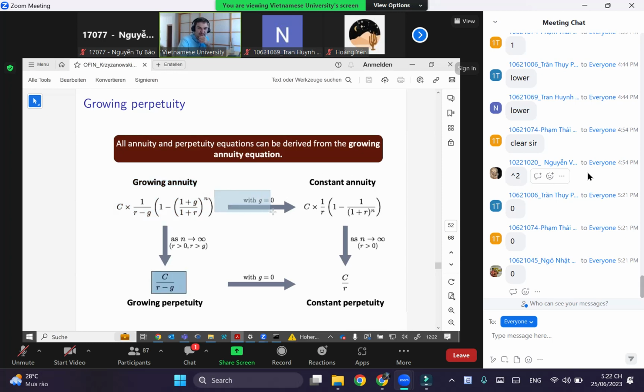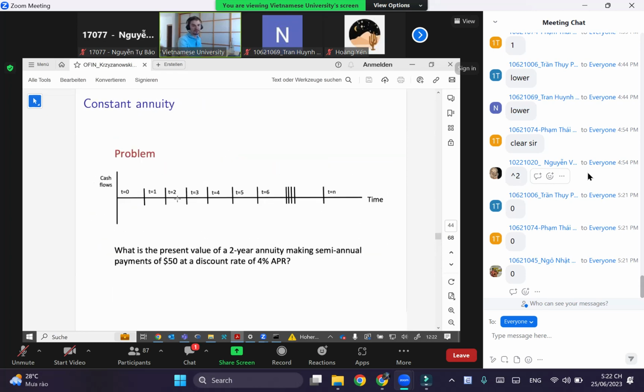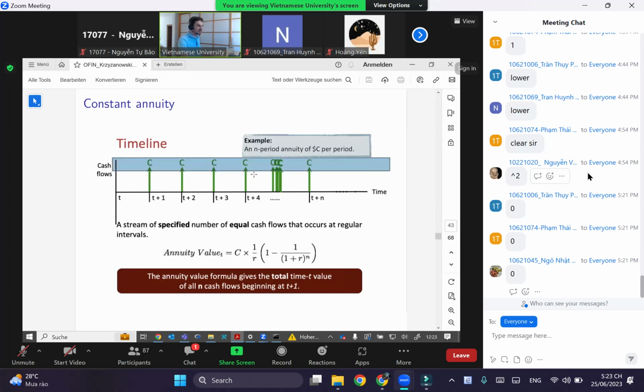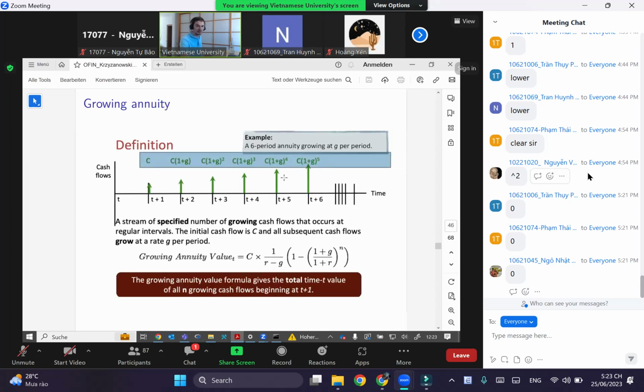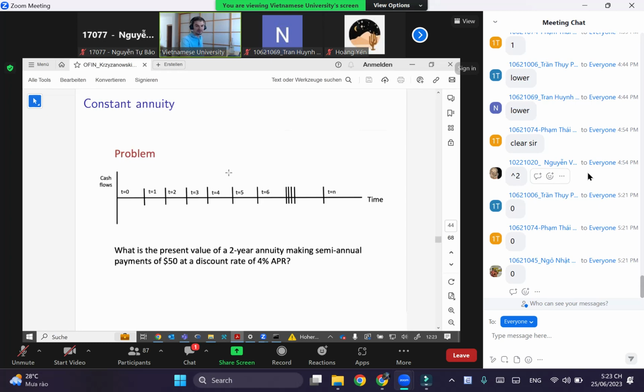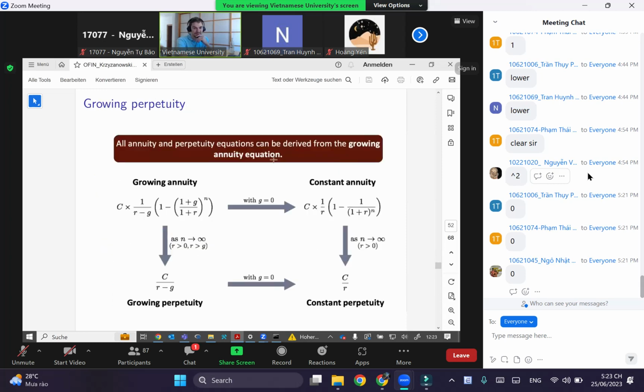What happens if we now set G equal to 0 in the formula of a growing annuity? Well, when G is equal to 0, which scenario are we in? If there is no growth of cash flows, we would be in the case of a constant annuity, right? If G is 0, we are in the case of a constant annuity, as the number of payments is finite. The growing annuity assumes that the number of payments is finite.